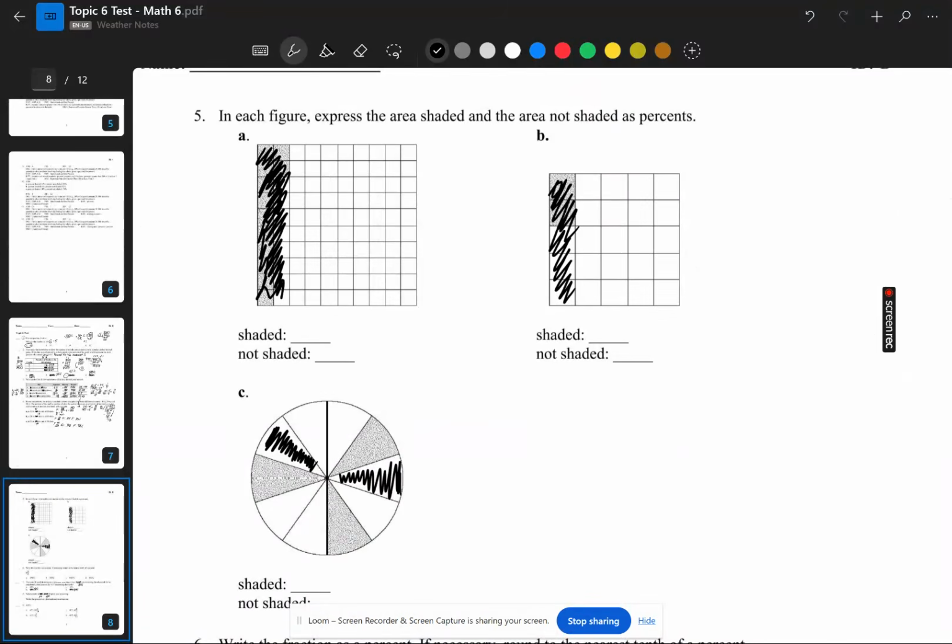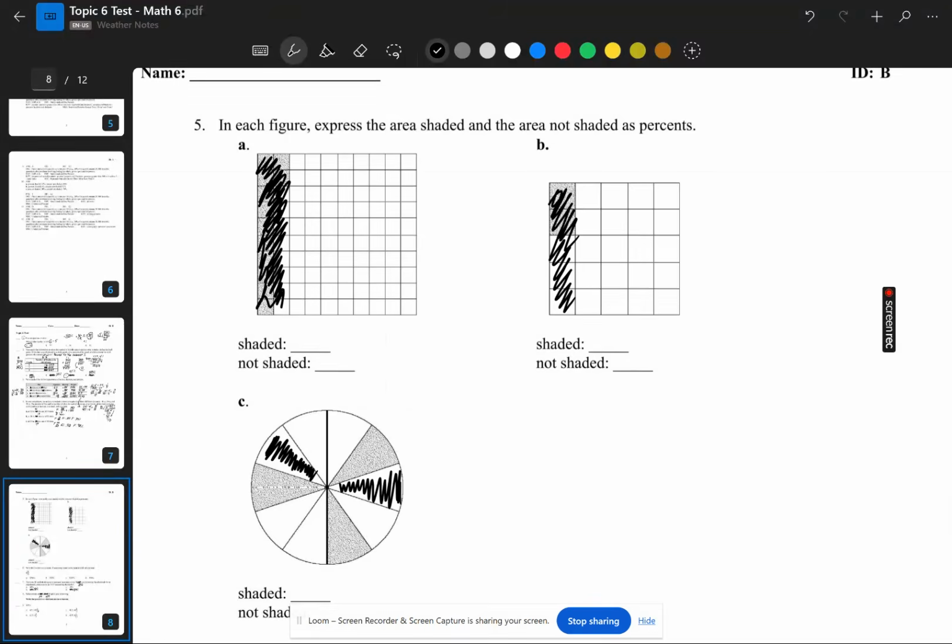Number 5, in each figure, express the area shaded and the area not shaded as percents. These big boxes, we've always said, just assume it's out of 100. So out of 100 here, there's 20 boxes shaded. So that's already out of 100, so I can just turn this into 20%. So my not shaded would need to be 80%.